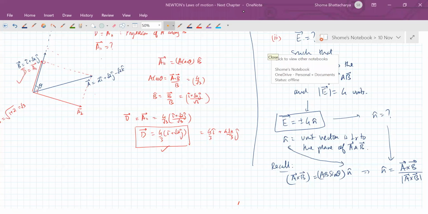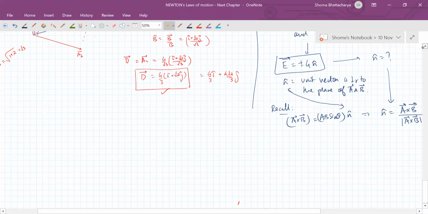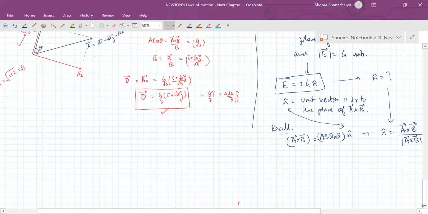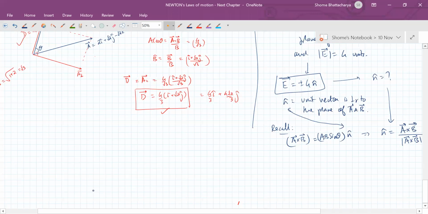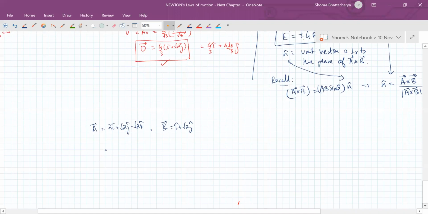Okay, very good. Plus minus. So you have to add the plus minus sign here. So vector A is 2 I cap plus root 2 j cap minus root 2 k cap, and vector B is I cap plus root 2 j cap. So first thing is you calculate A cross B.